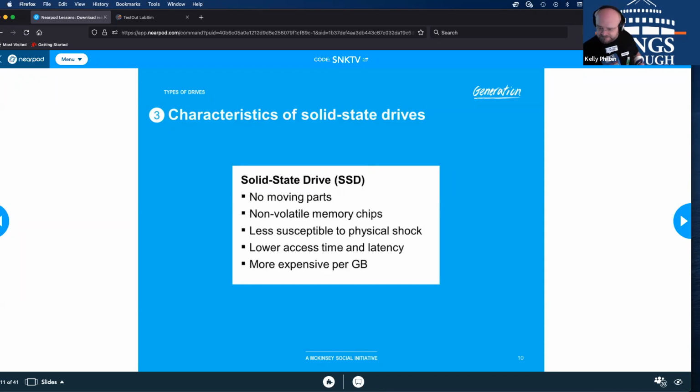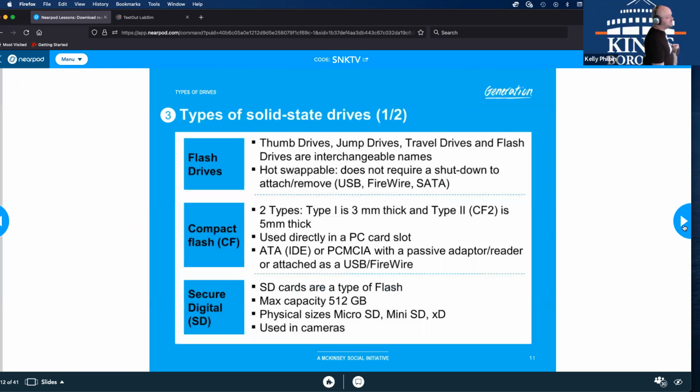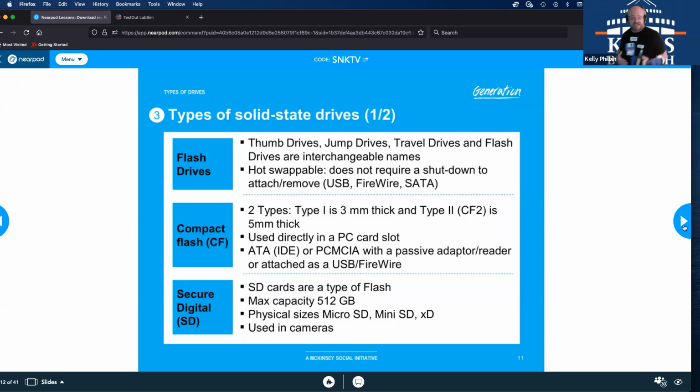All right, here we go. Now, within the family of solid state, you have subfamilies. So you have your flash drives, which go by thumb drives, jump drives, travel drives, flash drives, all basically different names for the same thing. It's kind of like saying soda in the South, say pop in the North, it's the same thing, just call it something else.